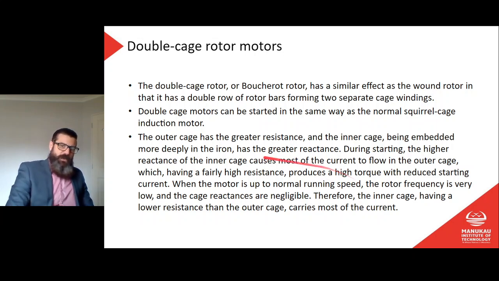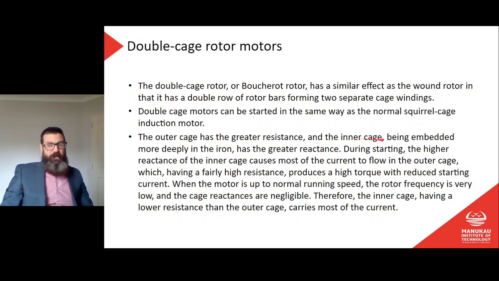The outer cage has the greater resistance, and the inner cage, being embedded more deeply in the iron, has the greater reactance. During starting, the higher reactance of the inner cage causes most of the current to flow in the outer cage, which, having a fairly high resistance, produces a high torque with reduced starting current. So it's the same as having resistance in the windings that we saw earlier.